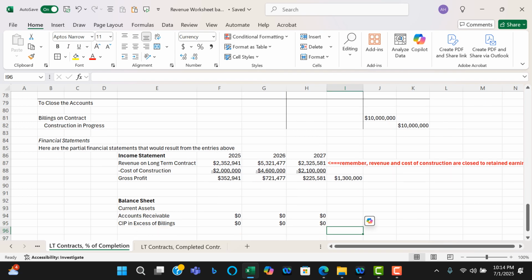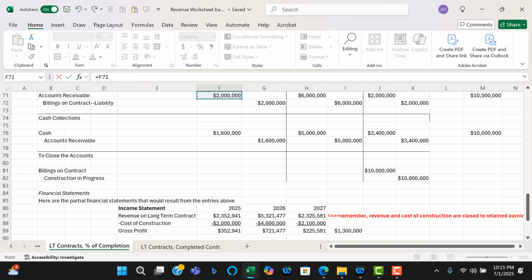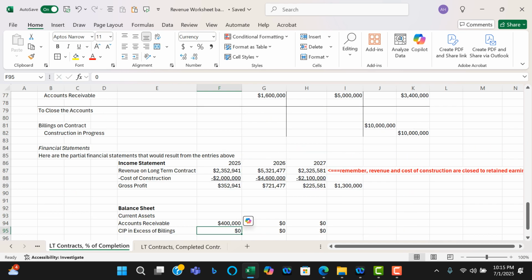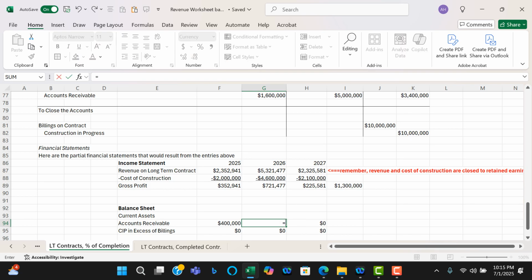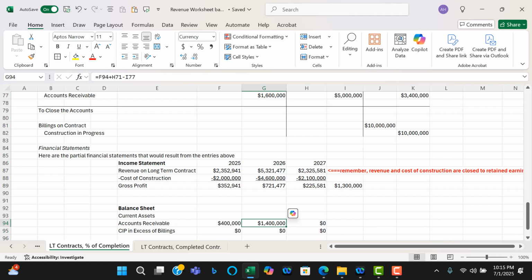Okay, finally we get to the balance sheet. There's only two assets that we'll track on the balance sheet. The first one is accounts receivable, and that's the easy one because for any one of these years, the accounts receivable is just going to be the debit to accounts receivable minus the collections on account. So you have $400,000 in there at the end of the first year. At the end of the second year, you take the beginning balance, add your billings, which are a debit of 6, minus your collections of 5. That's going to give you $1,400,000 at the end of the second year.